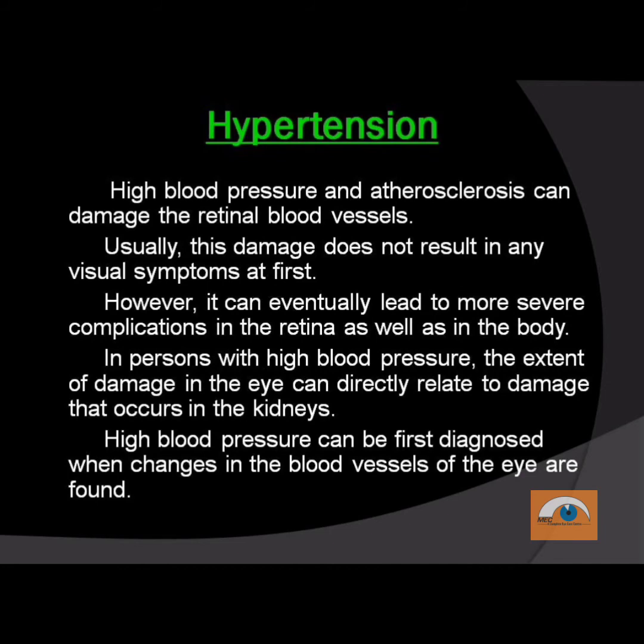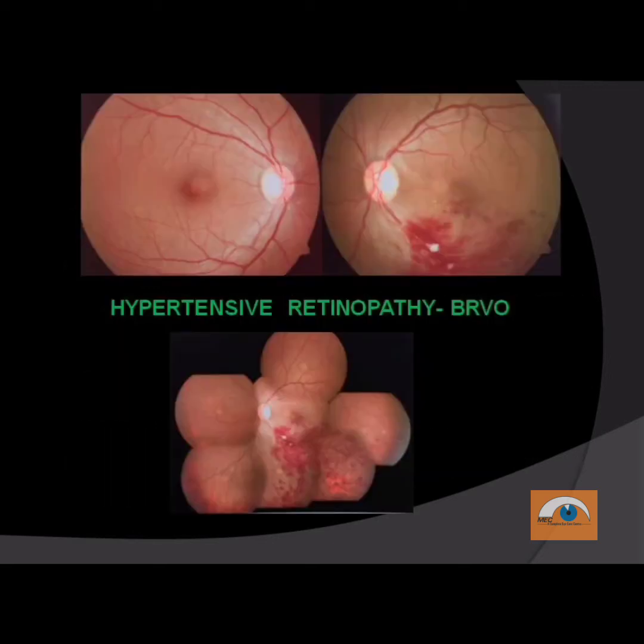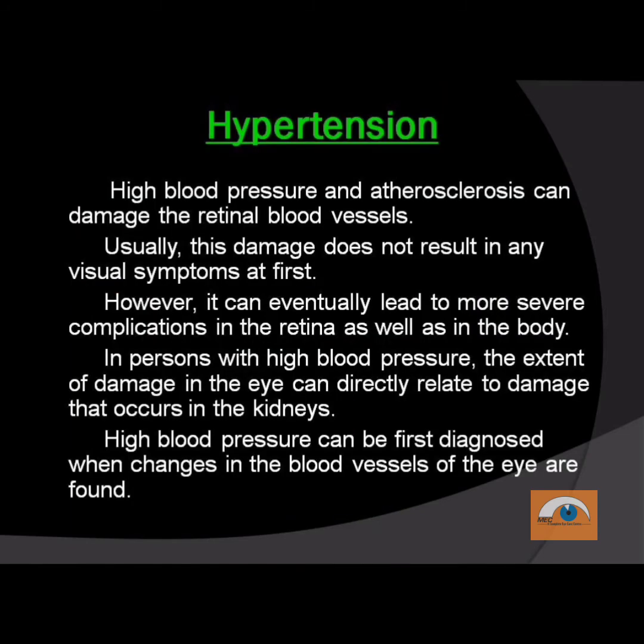Hypertension. High blood pressure and atherosclerosis can damage the retinal blood vessels. Usually, this damage does not result in any visual symptoms at first. However, it can eventually lead to more severe complications in the retina as well as in the body. In persons with high blood pressure, the extent of damage in the eye can directly relate to damage that occurs in the kidneys.